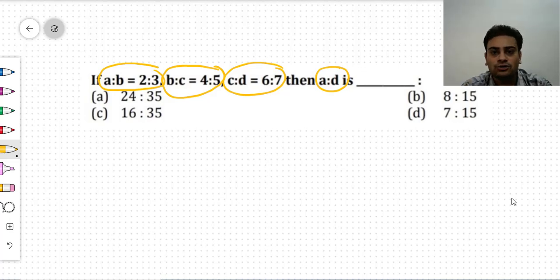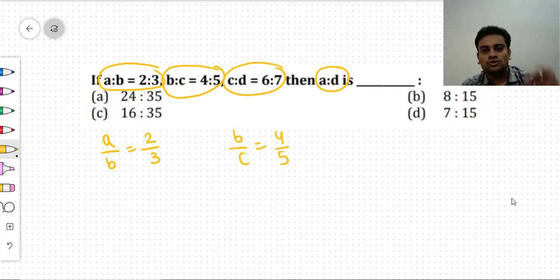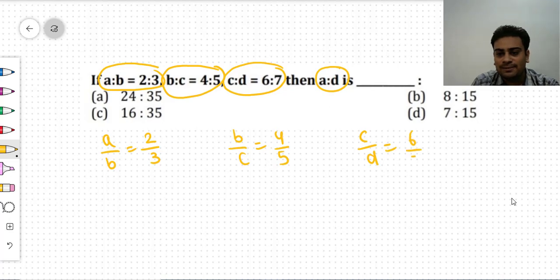So we have multiple ratios and now we have to compare them. These three ratios we have to compare, right? So let's start. First, they have given A is to B equal to 2 upon 3, and let me write all the three ratios. B is to C is 4 upon 5 and C is to D is 6 upon 7. So these three ratios are given to you.